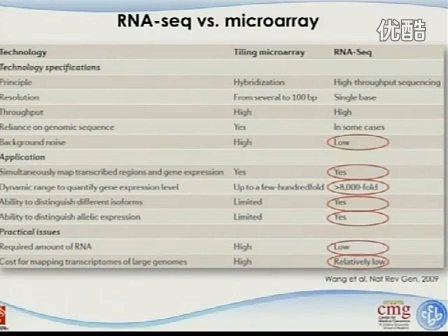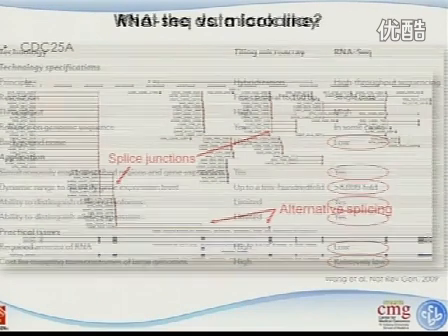And the last one is the cost, and mapping the transcriptome to a larger genome. Here it's high, here it's relatively low. I don't know why they put that in there. But the point here is that in most of these measurements, RNA sequencing is doing a better job than microarrays.